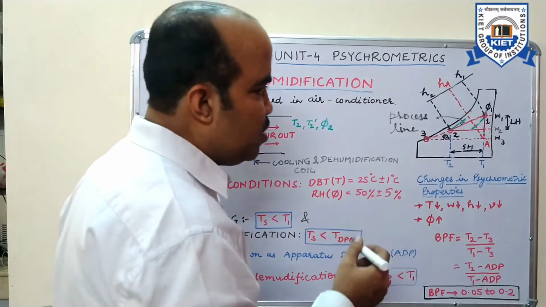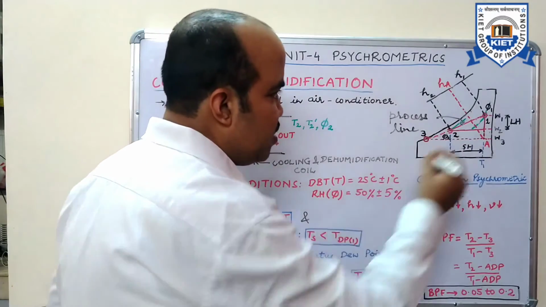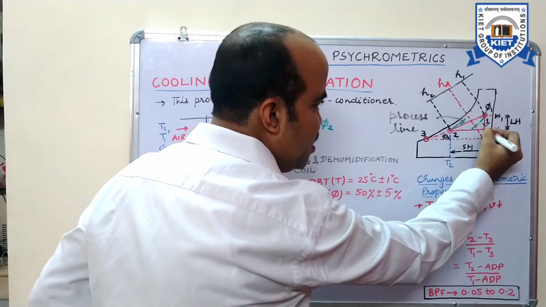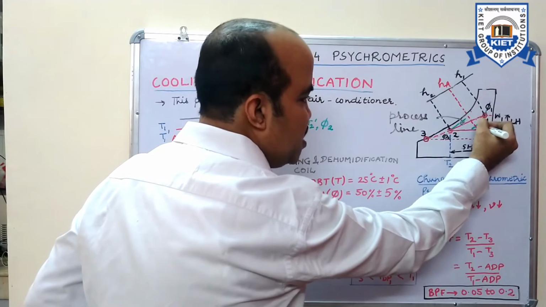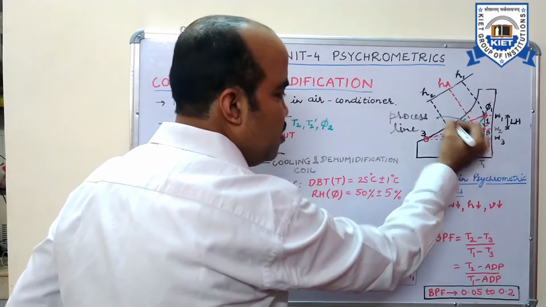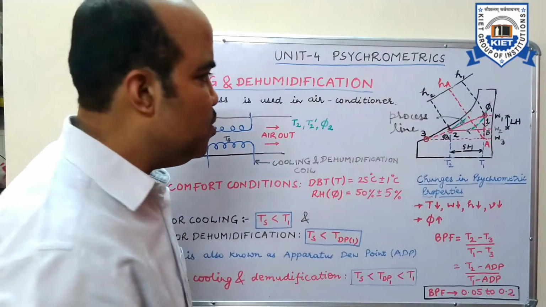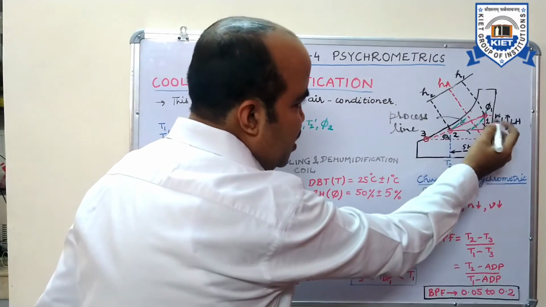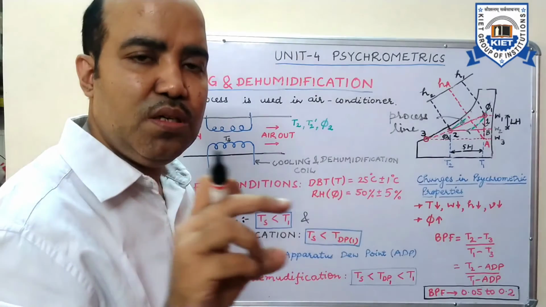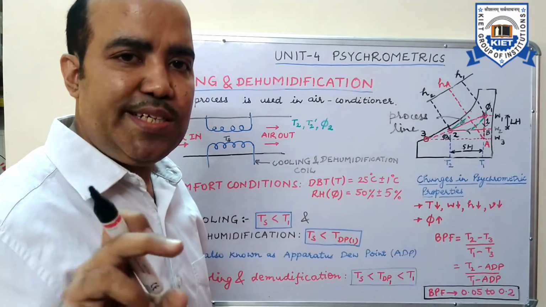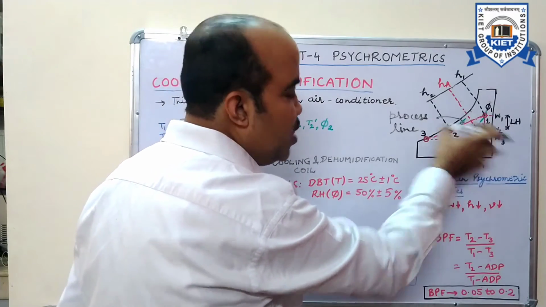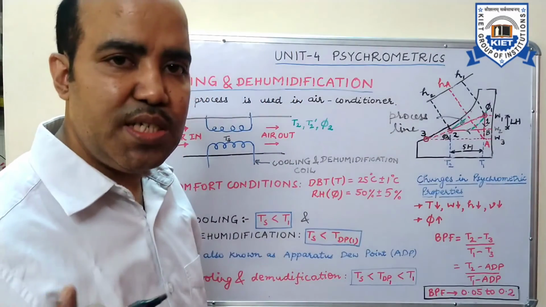gone through the process vertically first from point number 1 to, let us say, point B. This is the dehumidification first, and then from B to 2, this is the sensible cooling. If you are removing the moisture from the air, then you are removing the latent heat from the air. And when you are cooling the air, then you are removing the sensible heat.